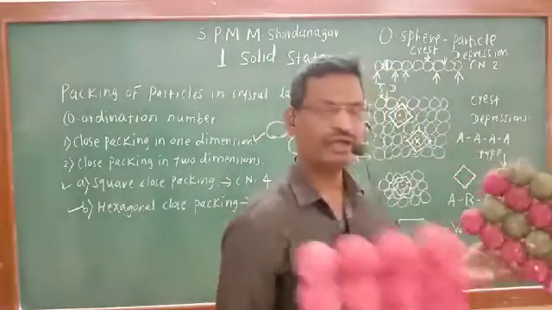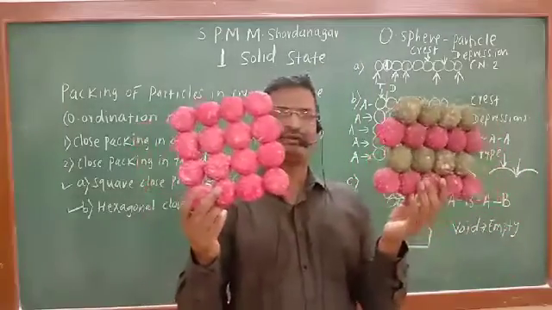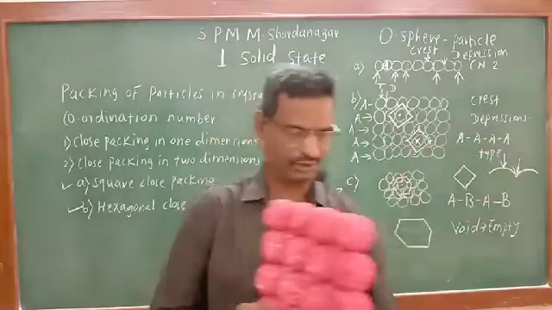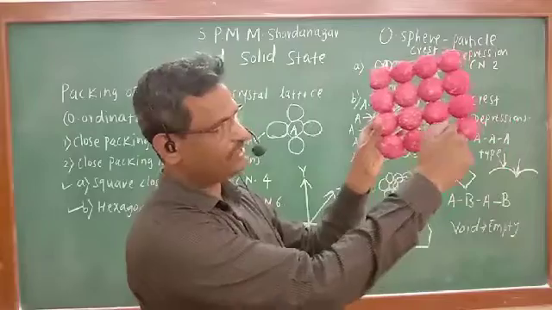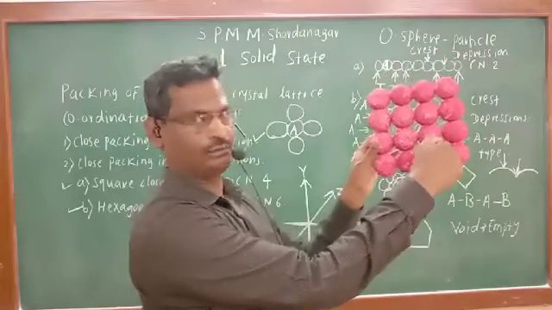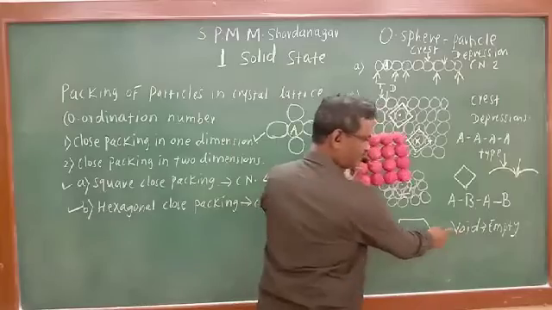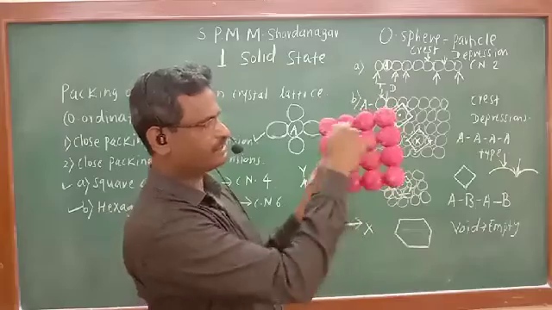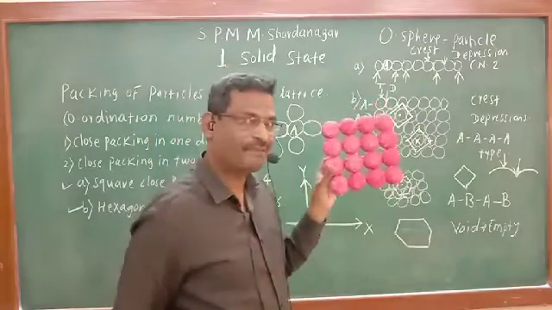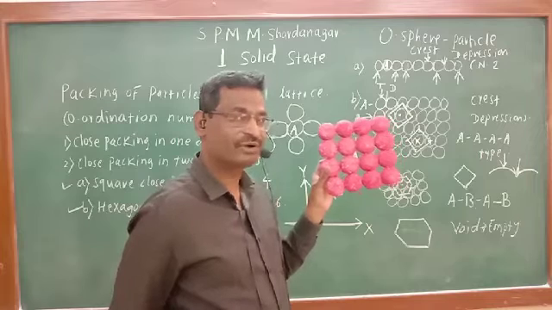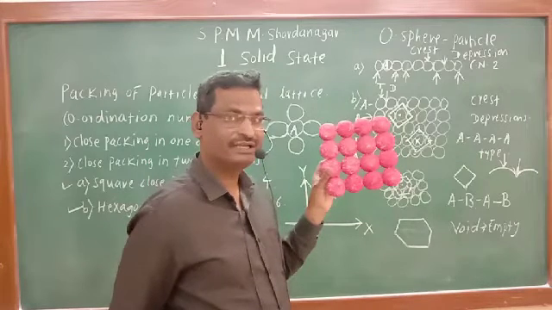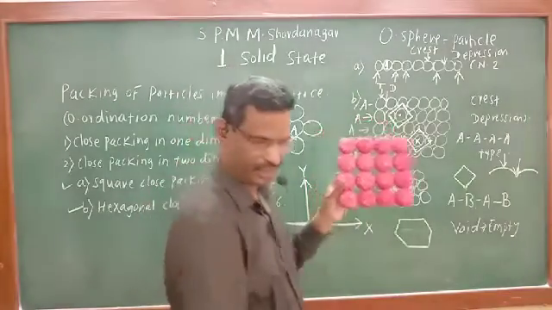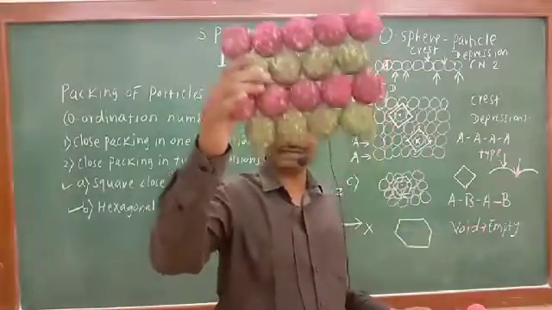Now, if you compare this, can you tell me the shape of empty space? See, which is the empty space? This part is known as empty space, hole. Hole means empty space or void. So here these are the voids, empty spaces. What is the shape of empty space? It is square. This is square.